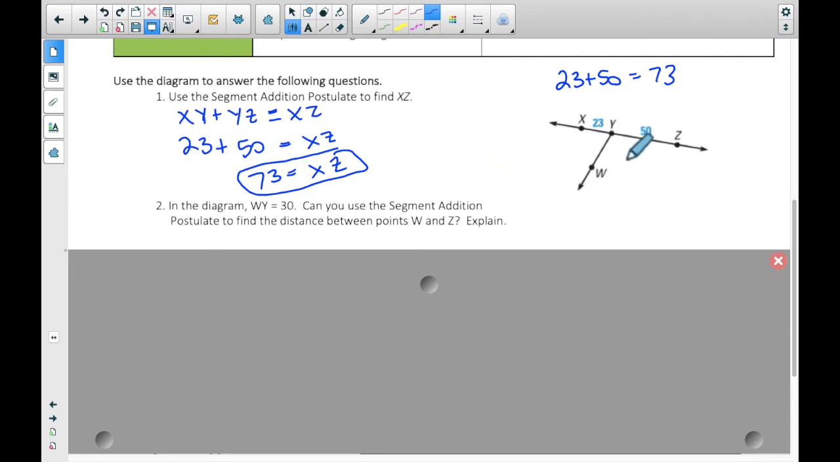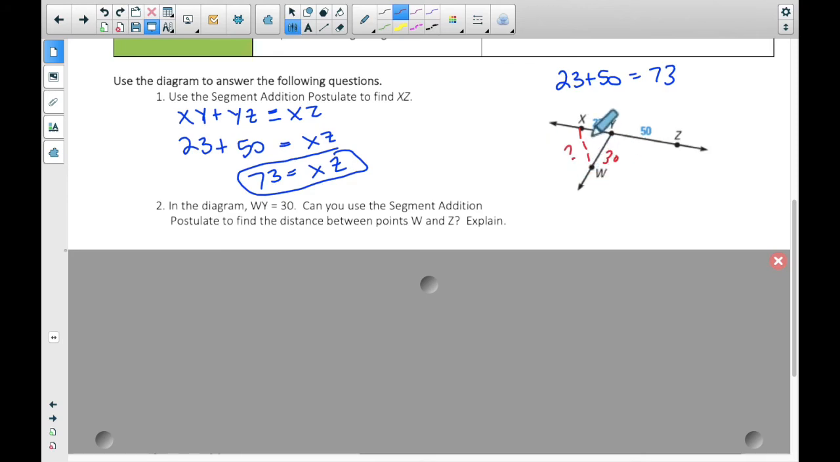All right, and that all depends on these being in a straight line. So the next question says, in the diagram, WY is equal to 30. So I'm going to write a 30 there because it said WY. Here's WY, and that's 30. Can you use the segment addition postulate to find the distance between points W and Z?